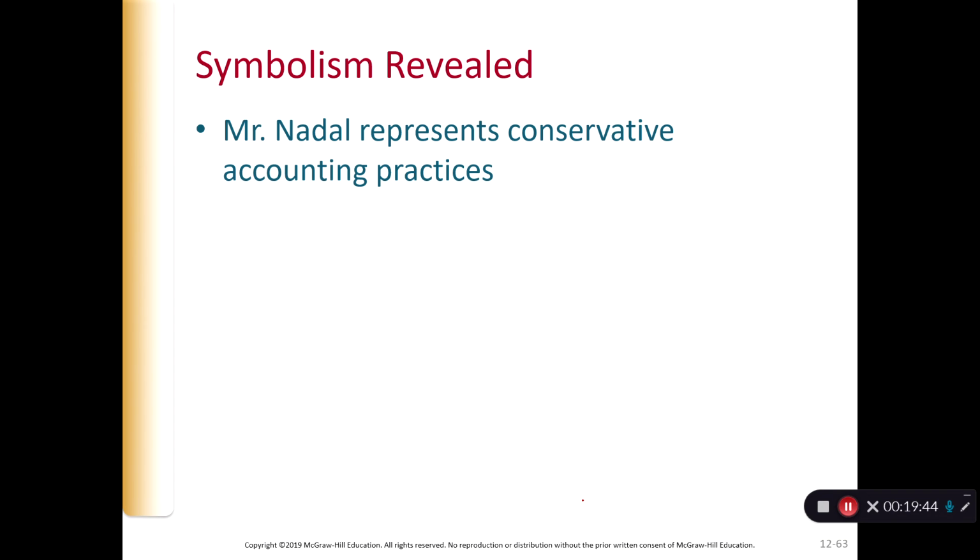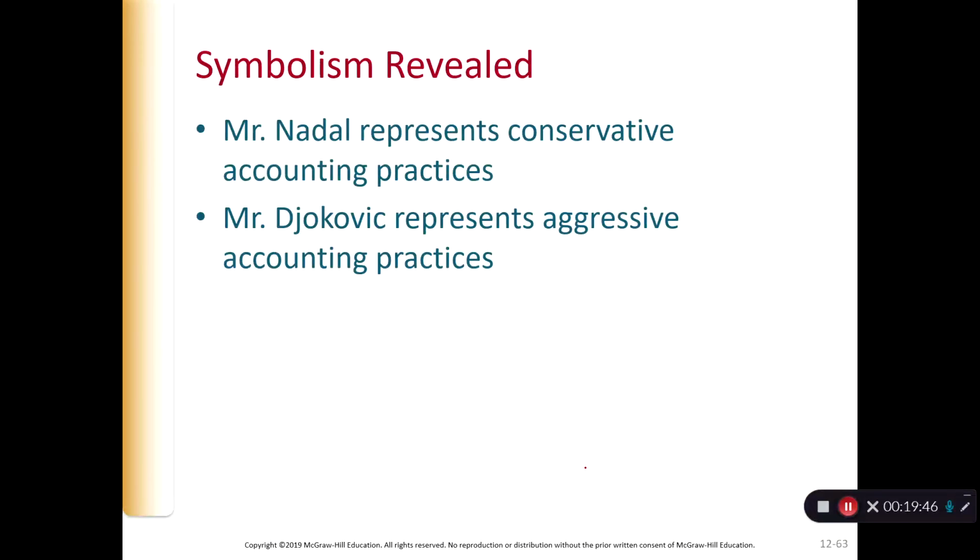So I wanted to review our symbolism. Mr. Nadal, if you properly recognized already, right? Mr. Nadal and Djokovic are names of famous tennis players, right? However, they are also used here to symbolize important accounting concepts. Mr. Nadal representing conservative accounting practice and Mr. Djokovic representing aggressive accounting practice, right?